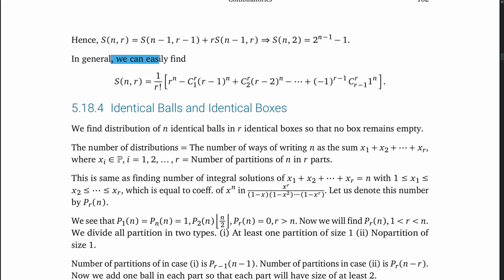And then in general, we easily find that S(n, R) is equal to 1 by R factorial into [R^n - RC1 (R-1)^n and so on].